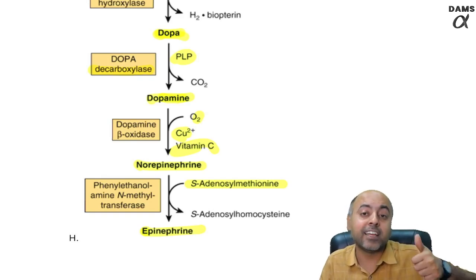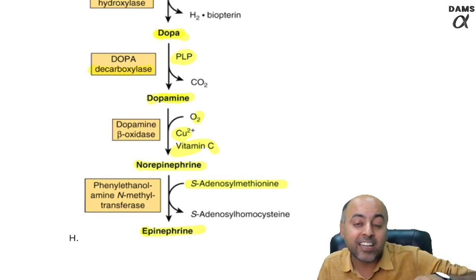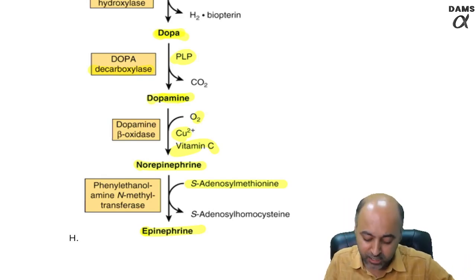Creatinine is a waste product. Production of creatine requires the arginine, glycine, and the methionine.